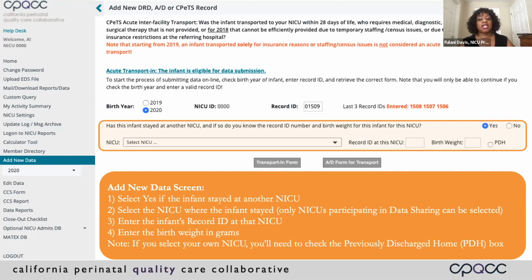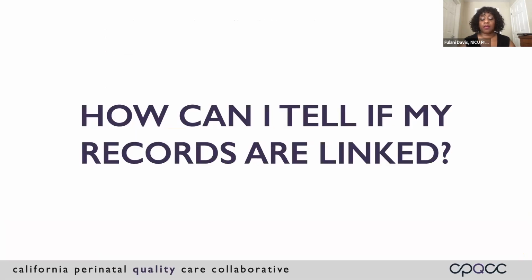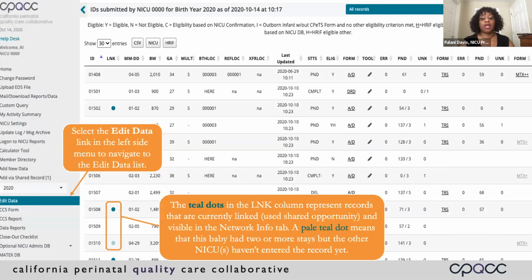So this is in the case where a baby was born at your hospital, admitted to your NICU, discharged home, readmitted to another NICU, and then came back to your NICU within 28 days. So how can you tell which records are linked? Well, you can identify these records in the second column of the edit data section, which is the link column.